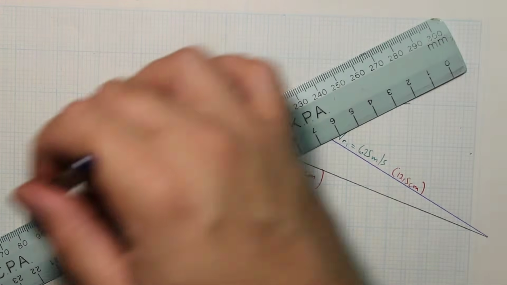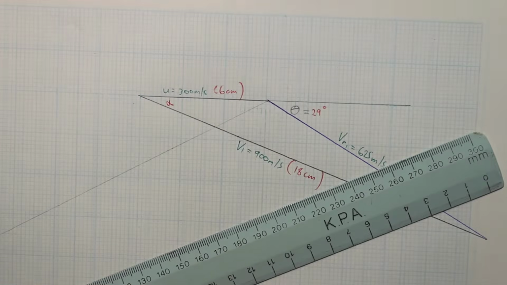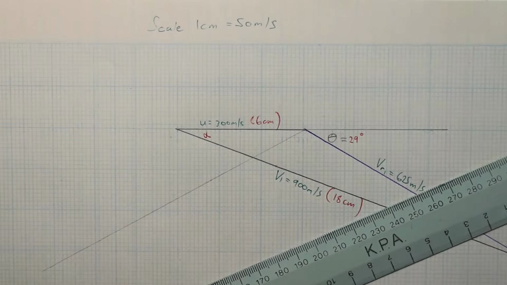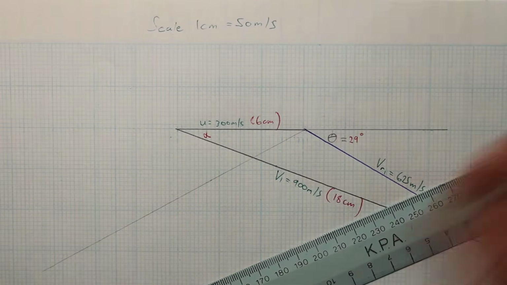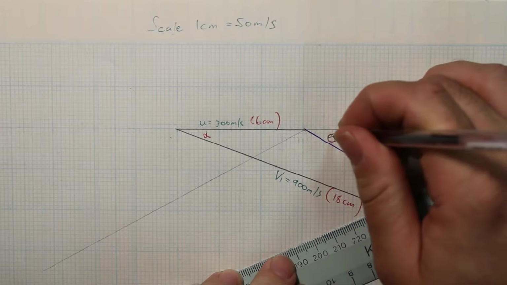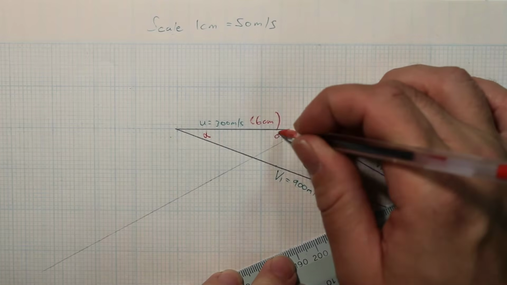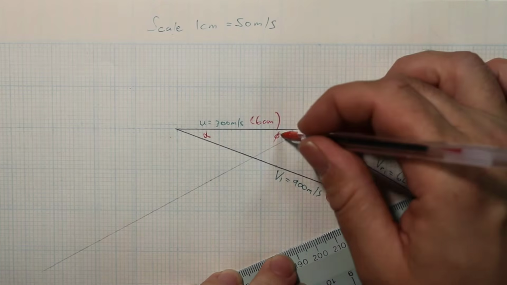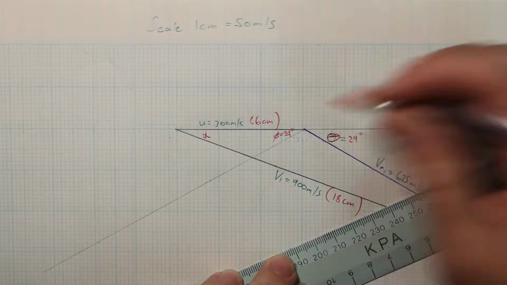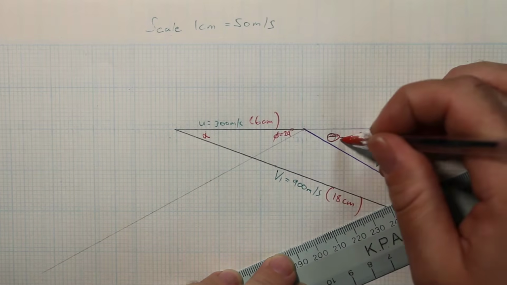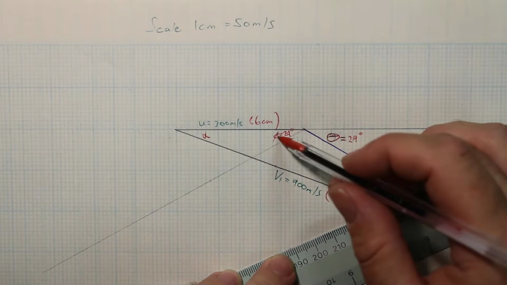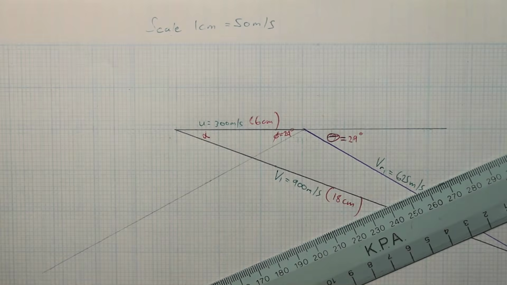line. And there we go. There's our construction line, and that is our phi. So that's theta, and this is phi, and that's also 29 degrees. Okay, so that's 29 because it's symmetrical.